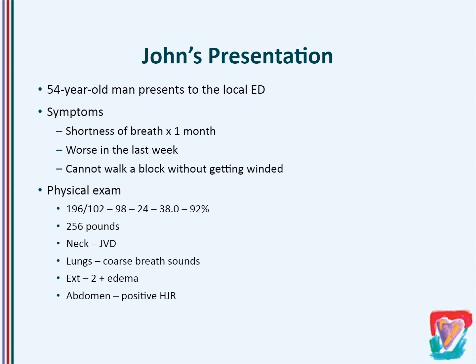On physical exam, he is hypertensive. He has a blood pressure of 196/102. He's also slightly tachycardic with a heart rate of 98. He's tachypneic. His oxygen saturation is also on the lower side. His weight is 256 pounds. On physical exam, he does have some jugular vein distension. He's got coarse breath sounds. His lower extremities show 2+ edema. And on his abdomen, he does have a positive hepatojugular reflex.